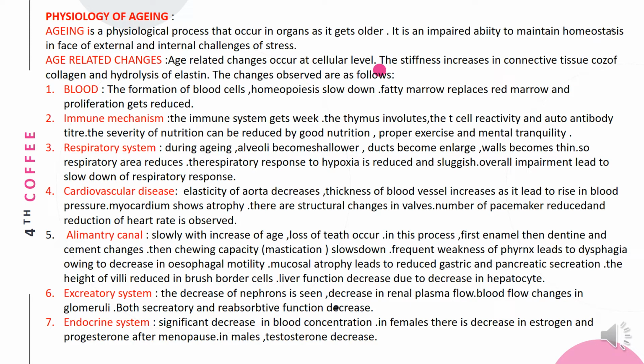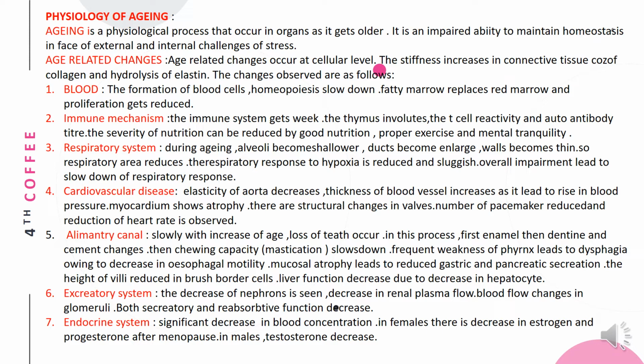Slowly with increased age, loss of teeth occurs. In this process, first enamel, then dentine, and then cement changes. Then chewing capacity, the mastication, slows down, and the frequent weakness of the pharynx leads to dysphagia, owing to decreased esophageal motility. Mucosal atrophy leads to reduced gastric and pancreatic secretions, and the height of villi is reduced in brush border cells.